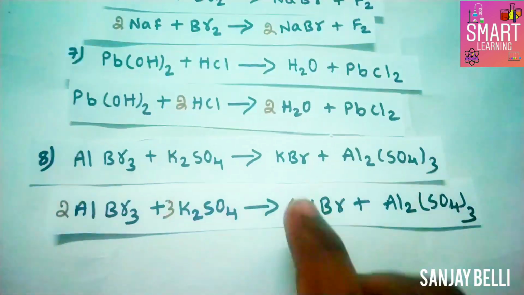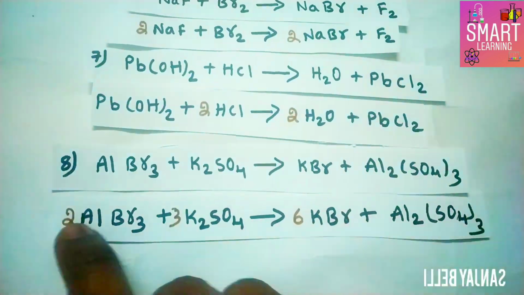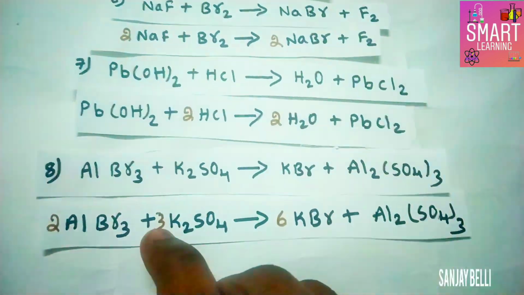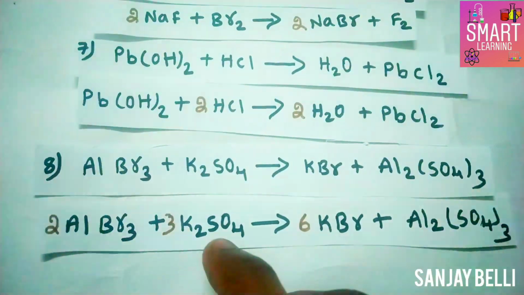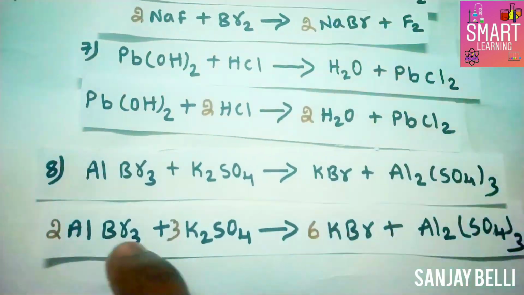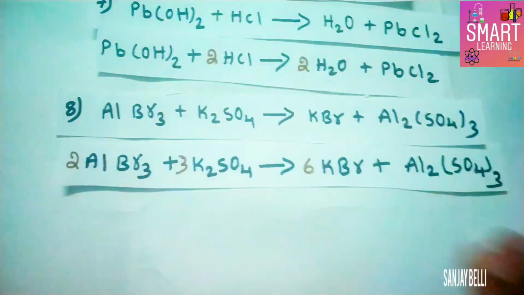Now you see it is your balanced chemical equation. Al2, so I kept 2 here. SO4 bracket 3, so I kept 3 here. So here 3 2s are 6 potassium, so I kept 6K, and also you can see 2 3s are 6 Br, so also I kept 6 Br.